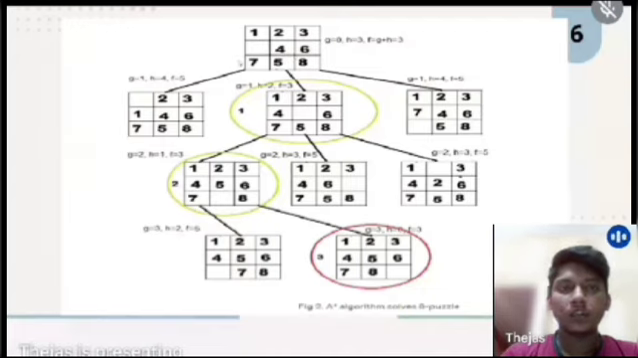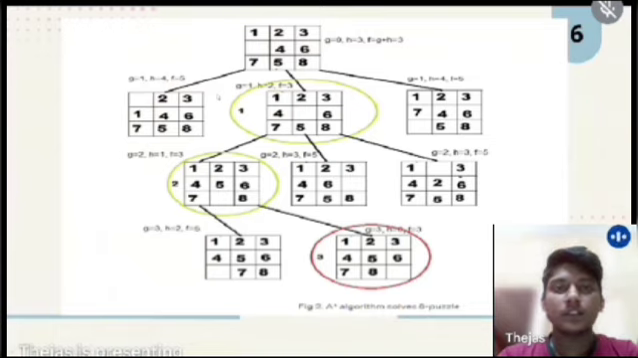Taking all the cases, the first step is moving up. As we move up, 1 is displaced from its original position. 2 and 3 are in correct positions. 4, 5, and 8 are displaced. So total is 4 displacements, but the number of moves is 1. So the total function is number of moves plus heuristic function, that is 5.